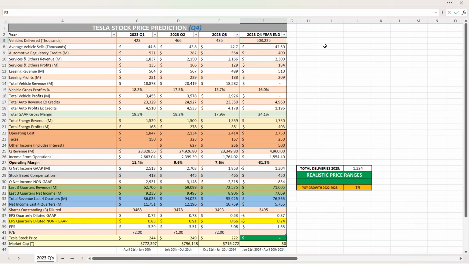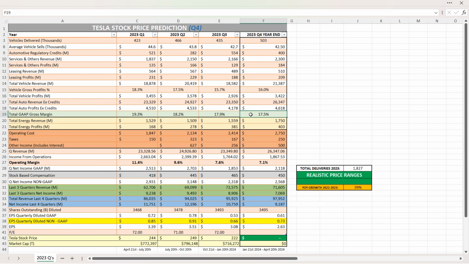503,225 vehicles and bam, look at all the numbers come in. I love it. Right off the bat, we got total vehicle revenue beating Q3, Q2, and Q1. Over $21 billion. Really, really good. We got vehicle profits beating Q3, not beating Q2, and not beating Q1. So in terms of vehicle gross profits, Q4 is going to be the second worst of this year. Nonetheless, let's keep moving forward.